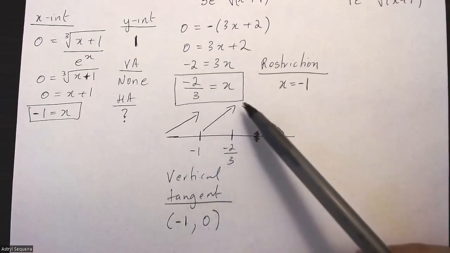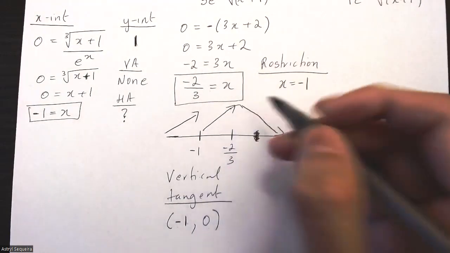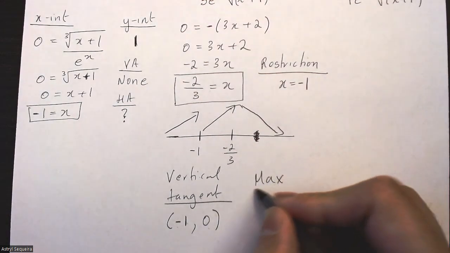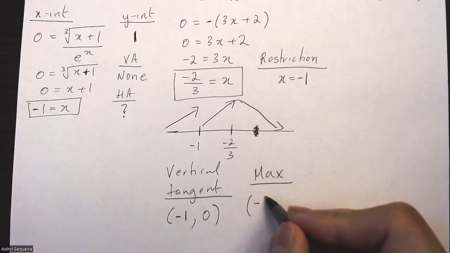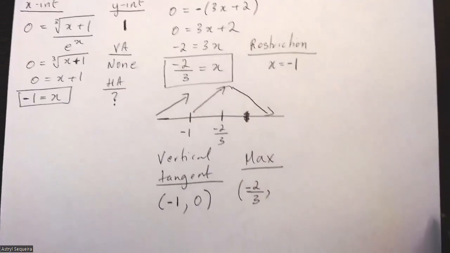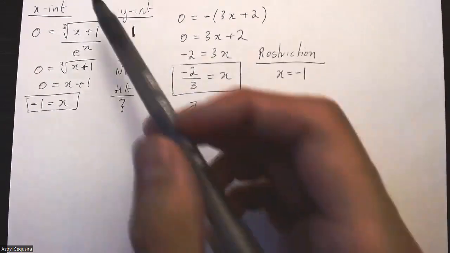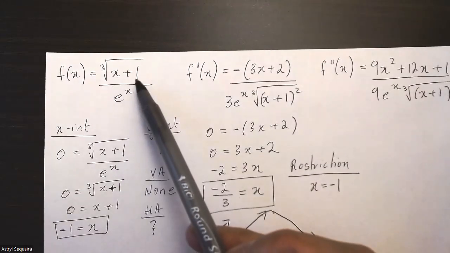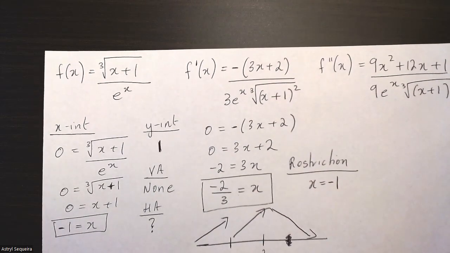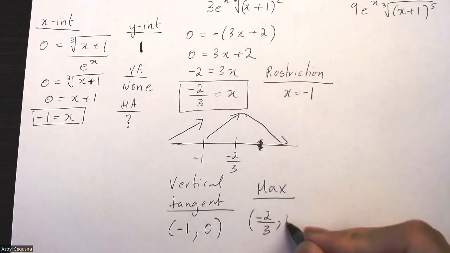This critical point over here, I can easily see this is a maximum. The x value is -2/3 or -0.67 if you're rounding it. Find the y value. I'll put this into the original equation in my calculator, and if I do that, I will get 1.35. I round to 2 decimal places.